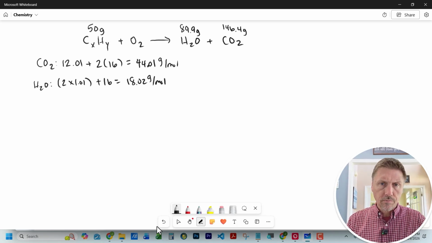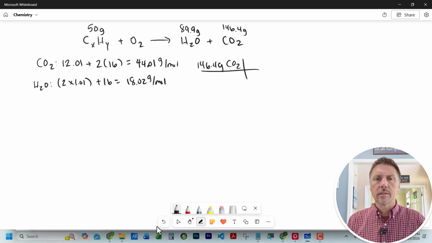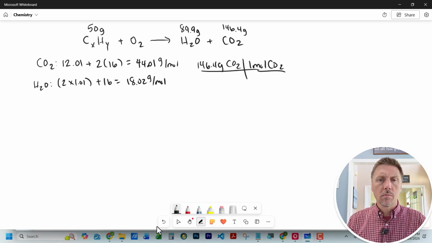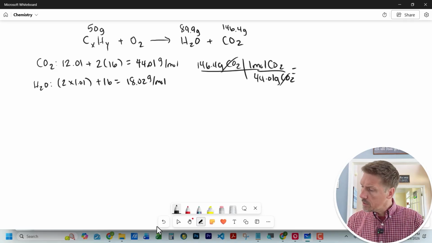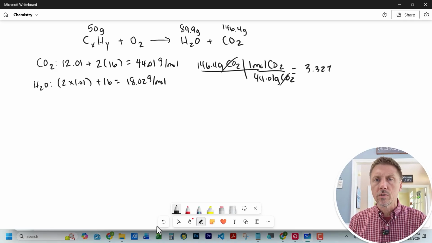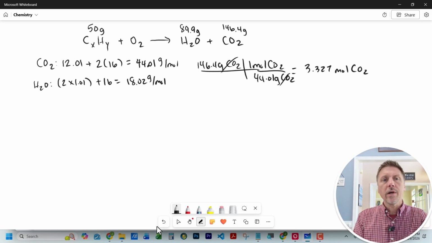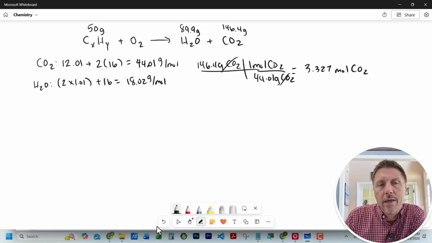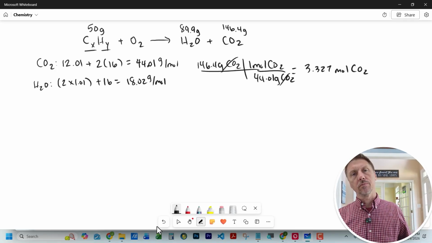So 146.4 grams of carbon dioxide were produced. We multiply that times 1 mole of CO2 divided by the molar mass, which is 44.01 grams of CO2. And so our grams cancel out, and we're left with the unit of moles, and that's 3.327 moles of CO2. Okay? Now, what we're trying to ultimately figure out is how much carbon we have and how much hydrogen we have, right?